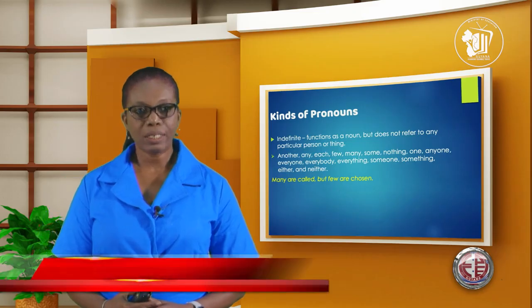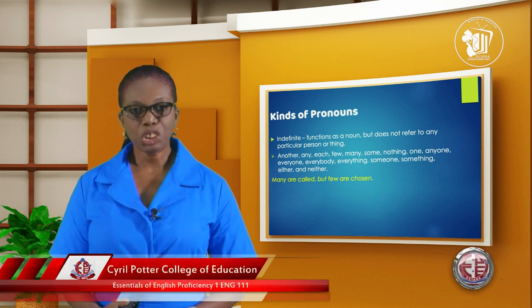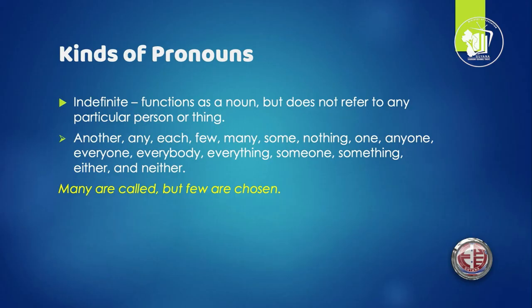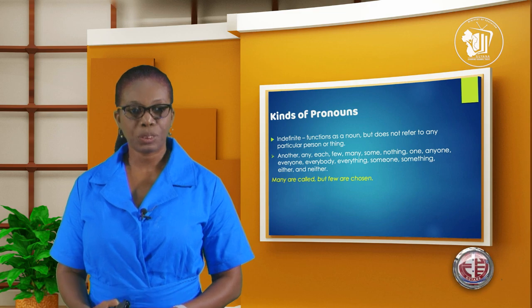Then we have the final kind of pronoun, and this is called the indefinite. It functions as a noun but does not refer to any particular person or thing. Examples of indefinite pronouns are another, any, each, few, many, some, nothing, no one, anyone, everyone, everybody, everything, someone, something, either, and neither. For example, many are called, but few are chosen.